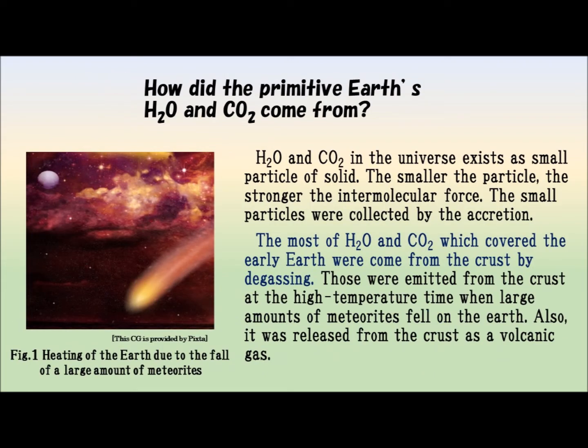How did the primitive Earth's H2O and CO2 come about? H2O and CO2 in the universe exist as small solid particles. The smaller the particle, the stronger the intermolecular force. The small particles were collected by accretion. Most of the H2O and CO2 that covered the early Earth came from the crust by degassing. Those were emitted from the crust at the high-temperature time, when large amounts of meteorites fell on the Earth. Also, they were released from the crust as volcanic gas.